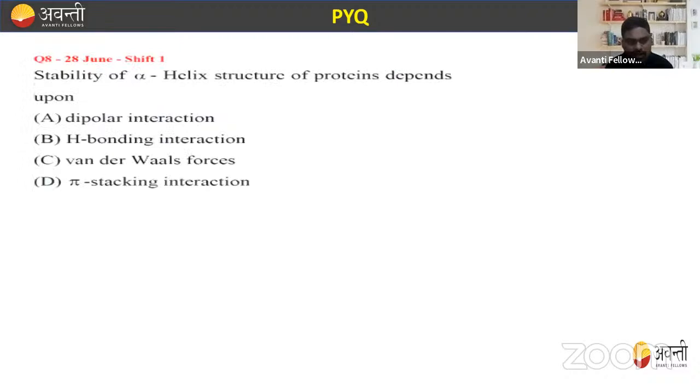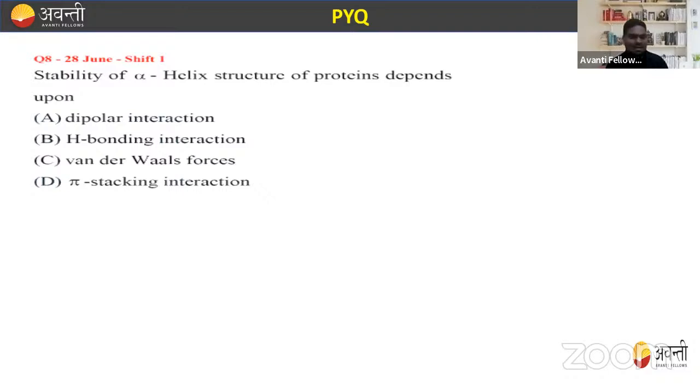Okay. Now the next question asks: stability of alpha helix structure of proteins depends upon what, right? Whether it depends upon dipolar interaction, hydrogen bonding interaction, van der Waals forces, or pi stacking interaction. So out of these four, you have to choose the right one, right? The stability of alpha helix structure of protein depends upon dipolar interaction, H bonding interaction, van der Waals forces, or pi stacking interaction.